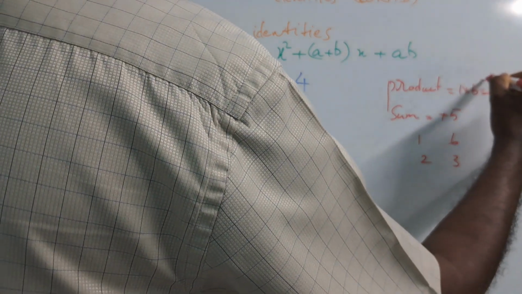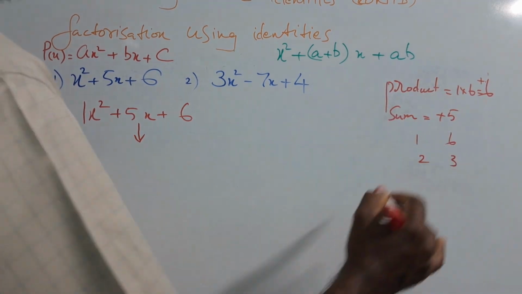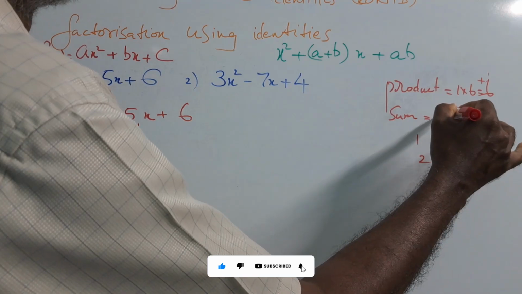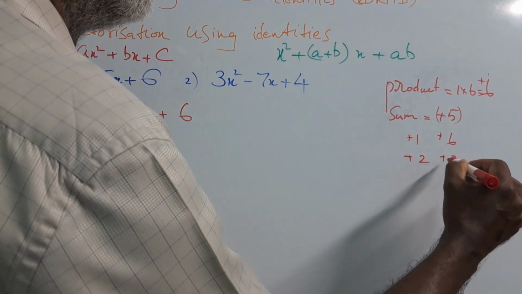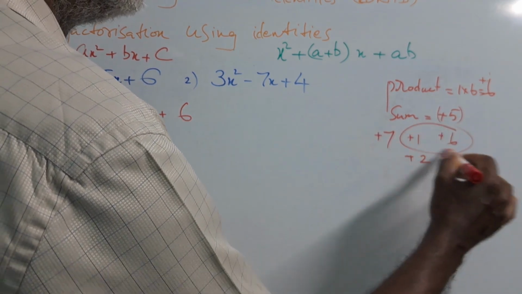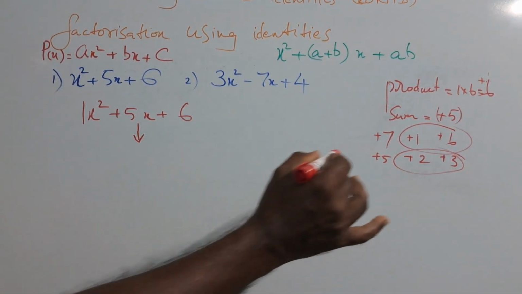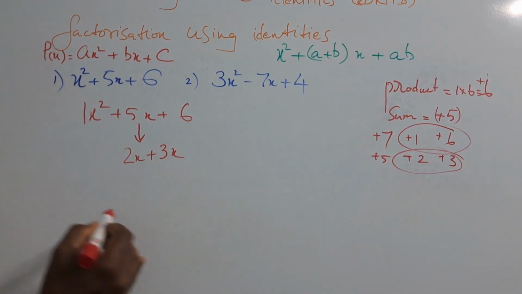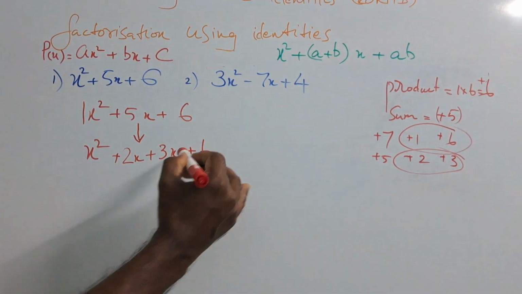Since the product is a positive number, both the numbers are either positive or negative. Since the sum is positive, both the numbers are positive. When you sum up these two, you get plus 7. These two you get plus 5. What we need is 5. So we split the midterm as 2x and 3x: x square plus 2x plus 3x plus 6.